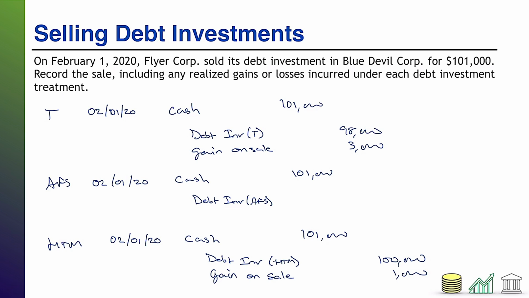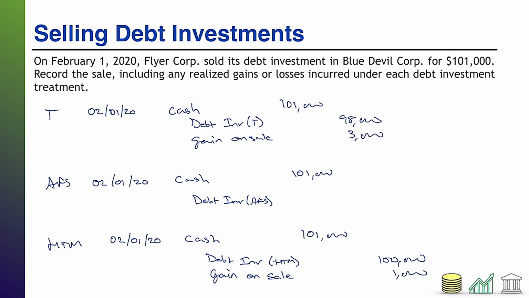All right, now let's raise the red flag for a minute, because you may be going, well, hold on. The gain on sale was only $1,000. We see that with the held to maturity. You bought it for $100, you sold it for $101, you only made $1,000. Why are you recording a gain on sale of $3,000 under the trading method? Well, it's for this reason. Remember, under the trading method, we've been recording gains and losses all along.